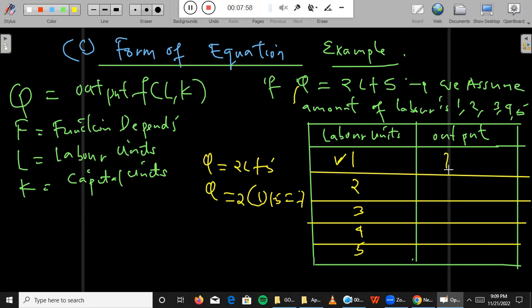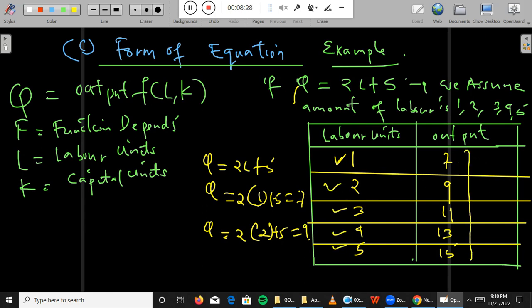When we plug in 2, it will be 2 times 2 plus 5. The answer is 9. We apply the same to the third and the remaining input values, so we obtain 11, 13, and 15. So that is how we present it. Now let's jump to the next level to see the types of production function.